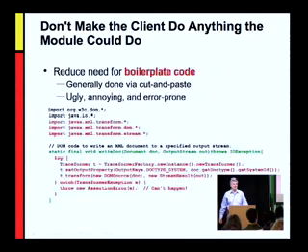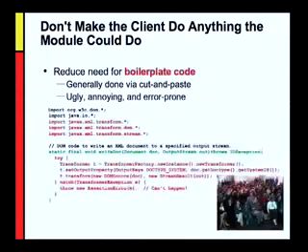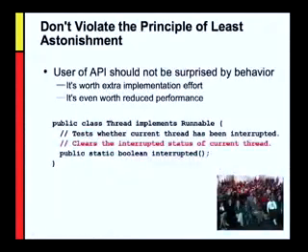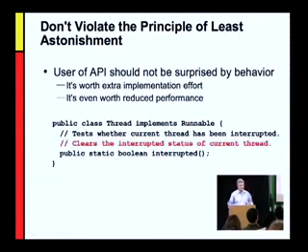You get the idea. Another general rule when you're designing methods is don't violate the principle of least astonishment. The user of an API should never be surprised by its behavior. It's worth extra implementation effort. It's even sometimes worth reduced performance not to surprise the users of your API. Because if you surprise them, what will happen? They'll simply do the wrong thing. They'll think it does something, it'll actually do something else, and their program will be broken.